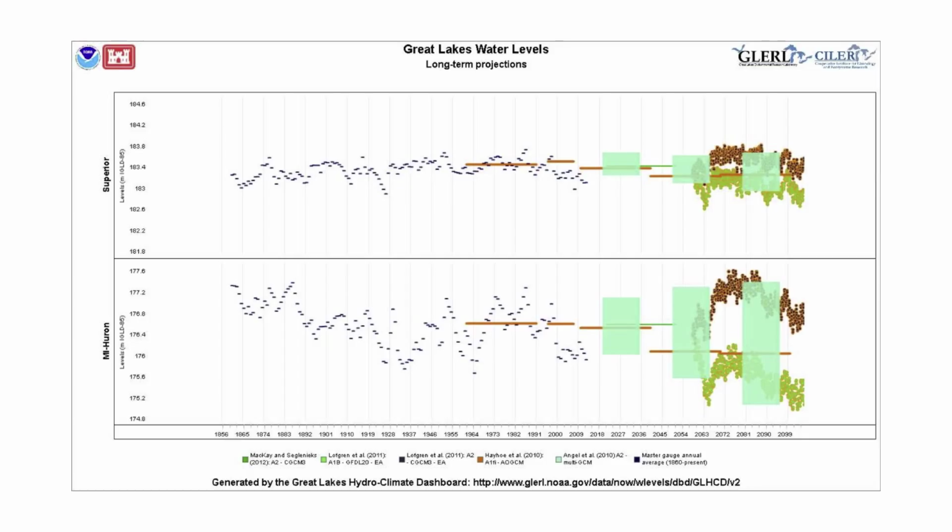Jim Angel and Ken Kunkel published a paper at almost the exact same time. They looked at a broader range, and I hope you guys can see those green bars on there. They looked at a broader range of climate simulations, put them through the same model, but you can see the variability here in future conditions.